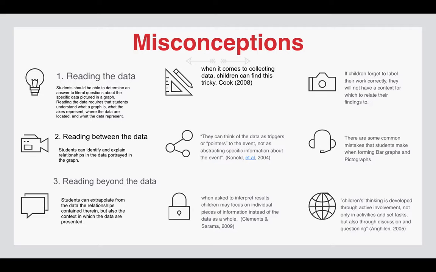If children forget to label their work correctly, they will not have a context for which to relate their findings to. Correct labeling of the values and categories and giving the graphs titles will keep children on track with what they are discovering.